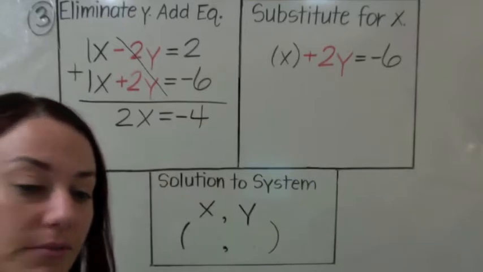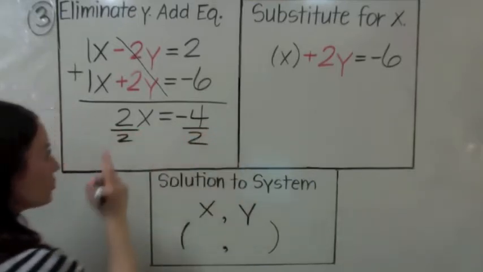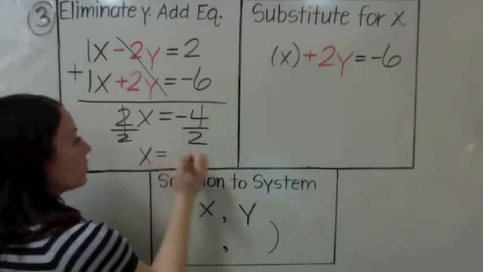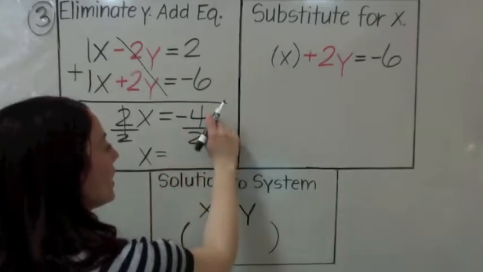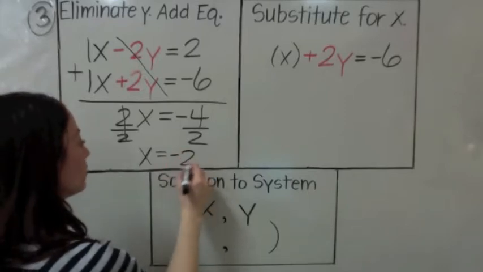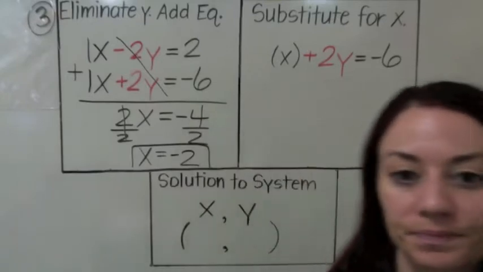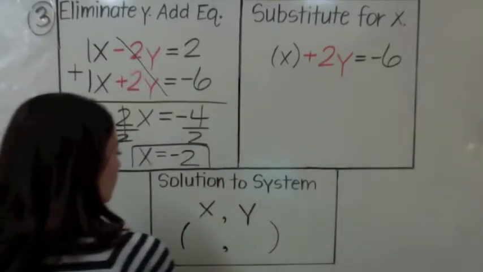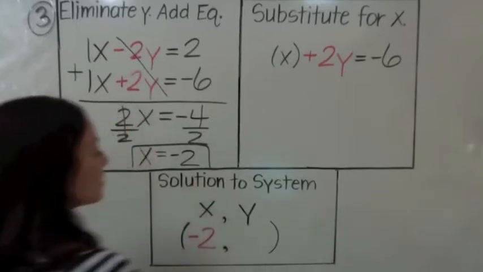Divide by what? Divide both sides by 2. When you divide both sides by 2, 2 divided by 2 is 1. You're going to get that x equals, what's -4 divided by +2? Negative divided by positive is negative, so this is going to be -2. Okay? -2. So x is -2. I'm going to write it in red so we see that that is x.